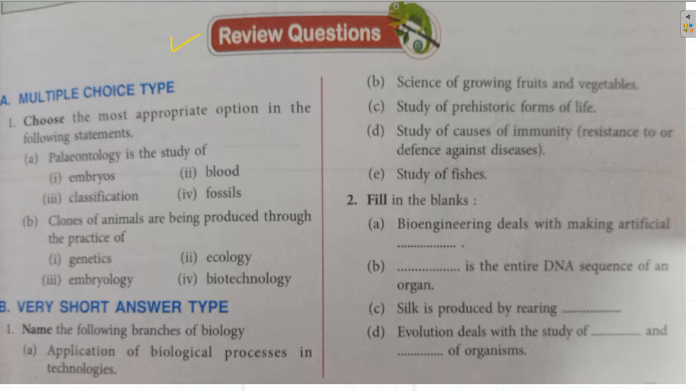So students, now we will start review questions. Question first is in multiple choice form. Choose the most appropriate option in the following statements. Paleontology is the study of, as I have told you earlier, it is the study of prehistoric forms of life. So the prehistoric forms of life are fossils. So our answer would be fourth.